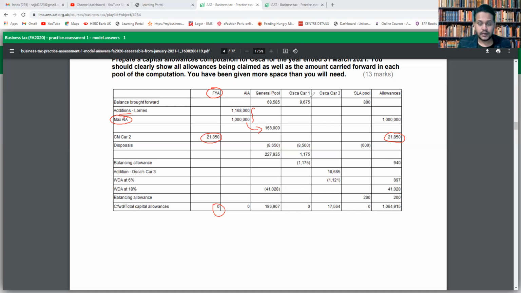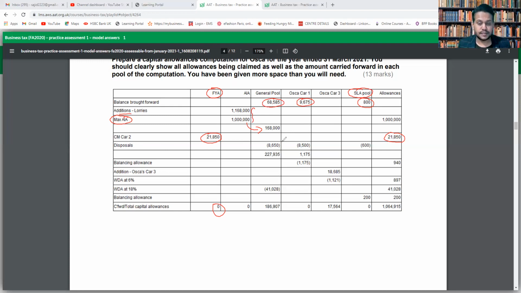Then on the Oscar car, we can see car number 1. That one we have an opening balance, that's from the question. This general pool has an opening balance, that's from the question. And the SLA, this short life asset, 800, that's from the question. So it's the opening balance. Then we have here disposal. So we have a disposal for this one.